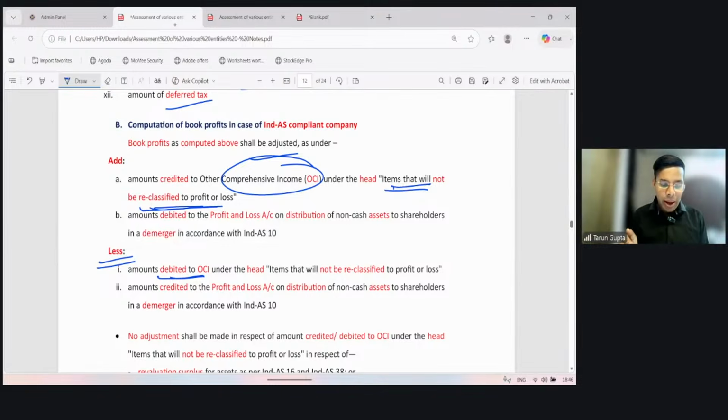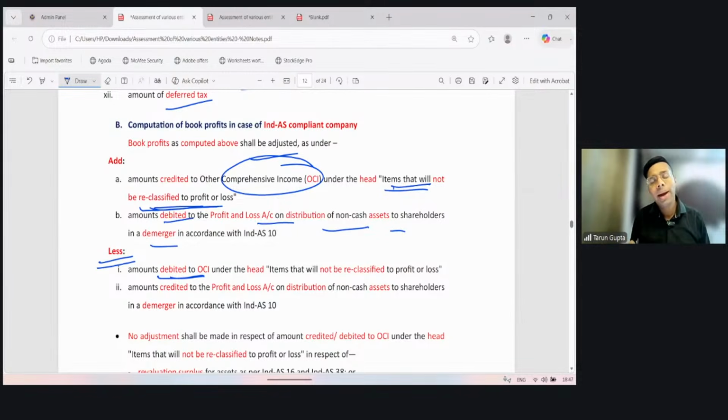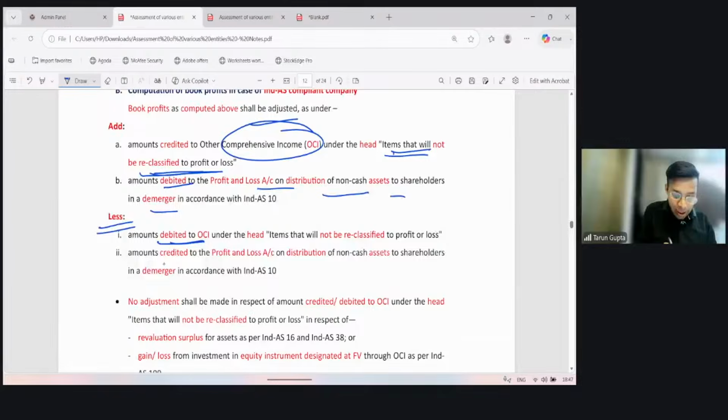Another adjustment is, if any amount is debited to the profit and loss account on distribution of non-cash asset to shareholders in a demerger, in accordance with Ind AS 10. So Ind AS 10 requires the adjustment on account of distribution of non-cash asset to the shareholder in case of demerger. So such adjustment is nullified: if any amount is debited in the P&L, it has to be added back. If such amount is credited to the P&L, then it has to be reduced. So there are only two adjustments.